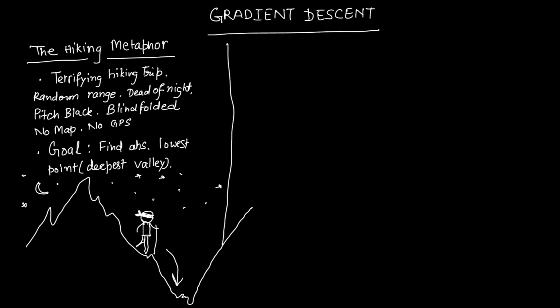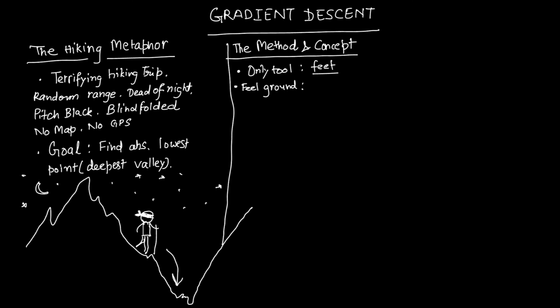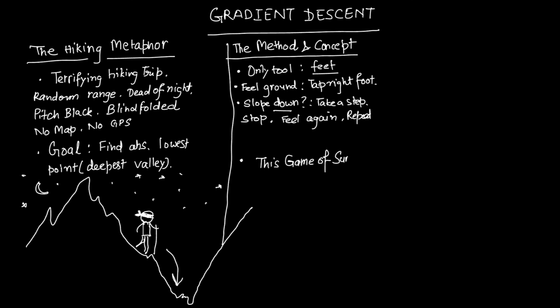You can't teleport to the bottom. You can't see the destination. You have only one tool: your feet. You feel the ground immediately around your shoes. You tap your right foot. Does the ground slope up or does it slope down? If it feels like it's going down, you take a step. Then you stop. You feel the ground again and you take another step. This game of survival is gradient descent.